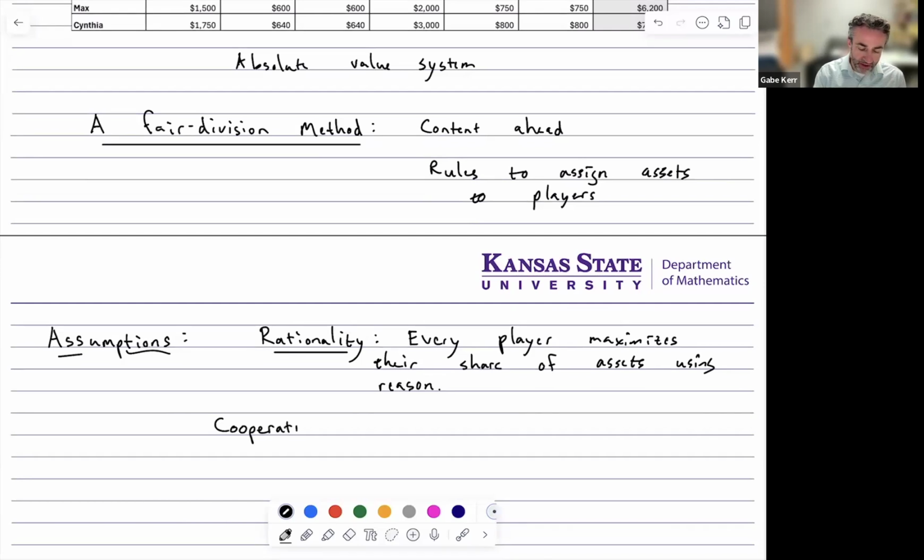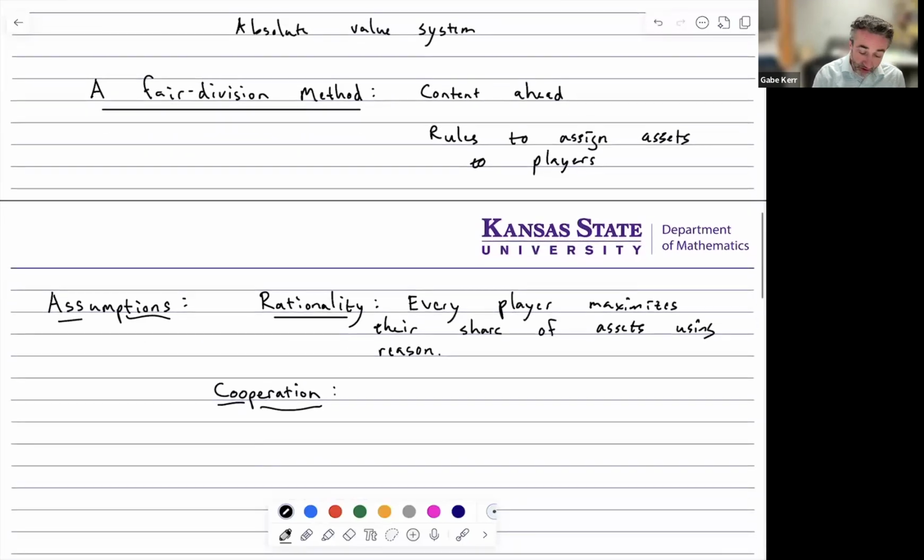Maybe the stealing example is better here in that we do expect cooperation. So in other words, players follow the rules of the fair division method, whatever it is. So follow the rules, and the game will end. So there's no endless back and forth, but it has a terminal level.